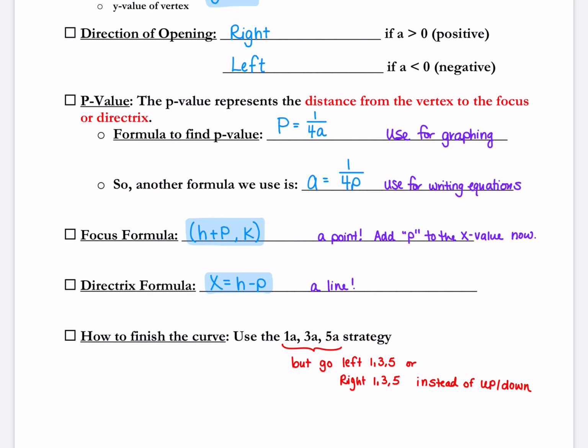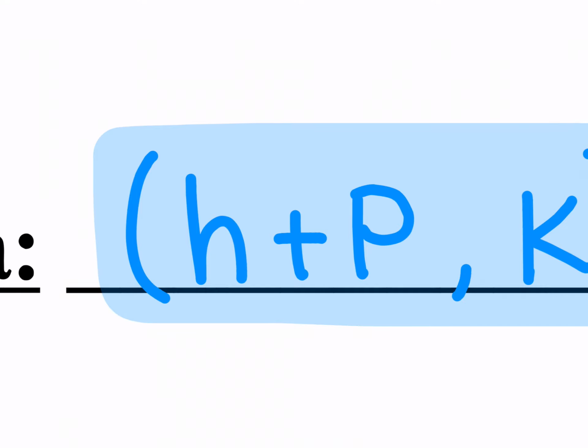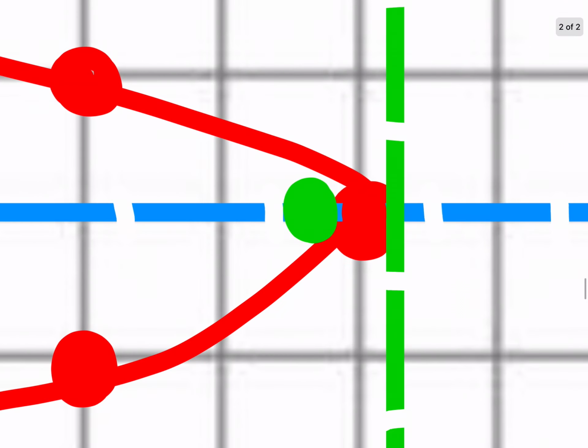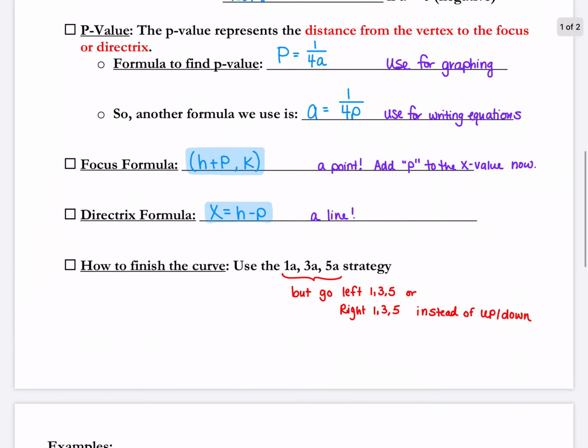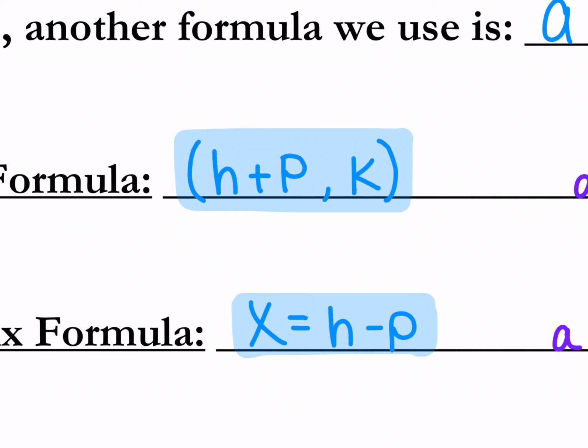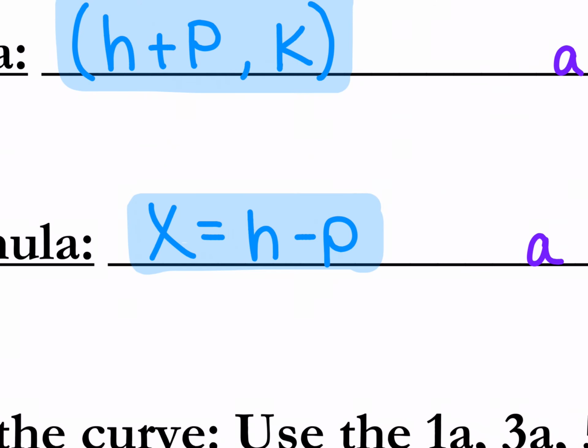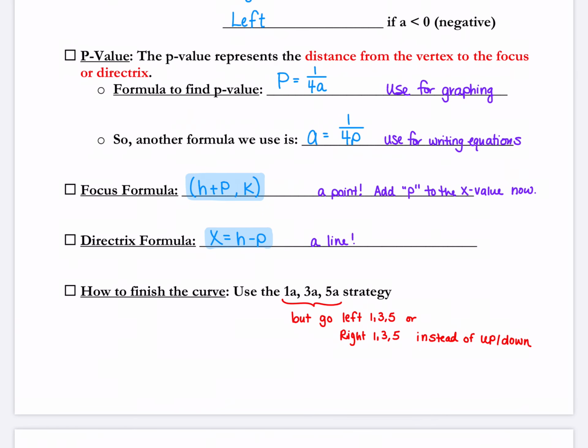You will find the p-value the same way that we found the p-value from the previous problems. However, when we find the focus and the directrix, we will add that p-value to the x value of the vertex, and that's simply because the focus will move to the left or to the right of the vertex instead of up and down. If something's moving up and down, we add to a y value. If something's moving left or right, we add to an x value, and that is the reason why we're going to add that p-value to the x value for these problems rather than the y value. Hope that makes sense. Directrix will just subtract that p-value again from the original x value.